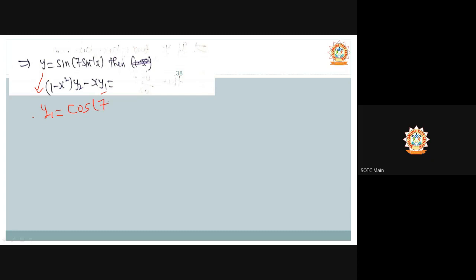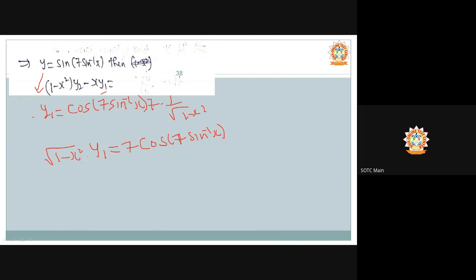Cos of 7 sin inverse x into, if you take the differentiation of 7 sin inverse x, what will it become? 7 into 1 by under root 1 minus x square. Now send this 1 by under root 1 minus x square to that side. It will become: under root 1 minus x square into y1 is equal to 7 cos 7 sin inverse x. Yes or no? Right? So now try to do the second term differentiation.